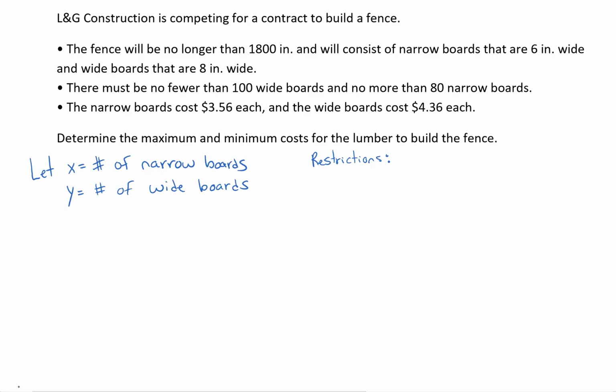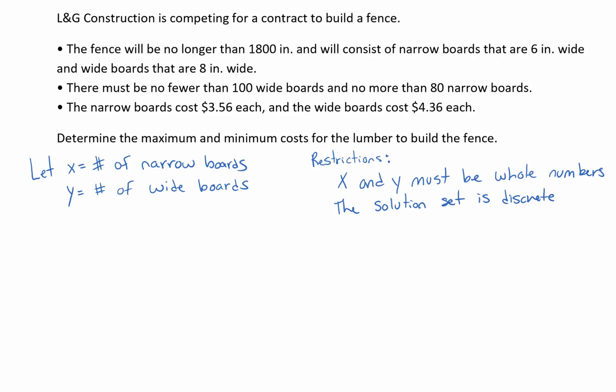Now, what are our restrictions? That's the next thing you're going to look at. And we look at how are we counting. That's what we're referring to when we're talking about restrictions. We know what we are counting, the narrow boards and the wide boards. That's defining our variables. Now the restrictions, how are we counting? Well, we're counting whole number boards. We're not counting portions of boards. So x and y must be whole numbers. The solution set is discrete.